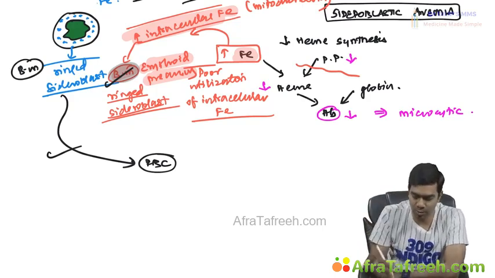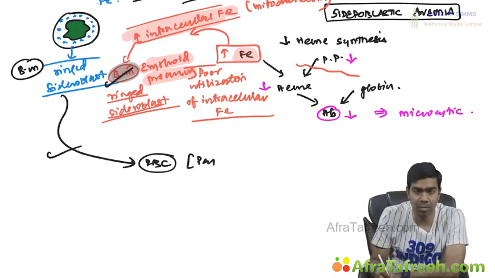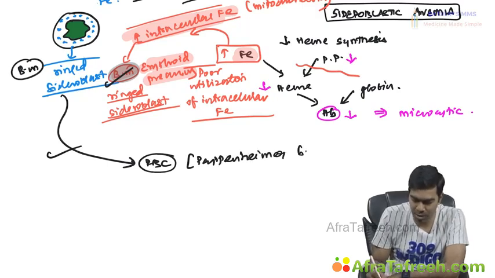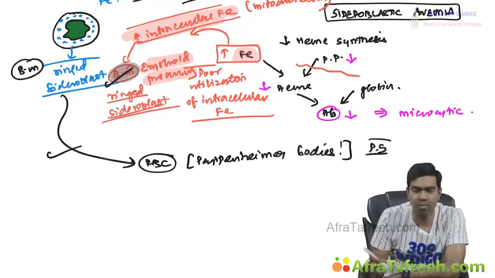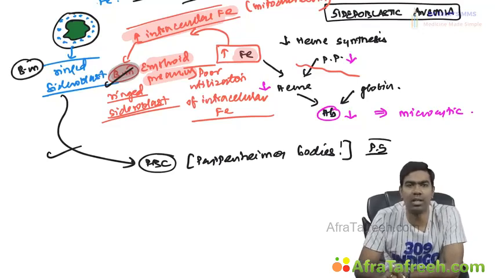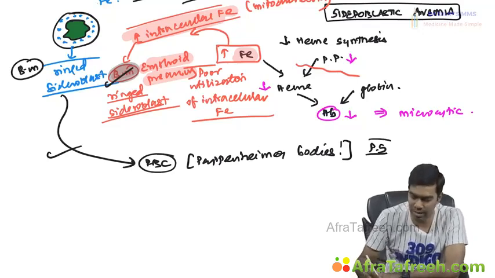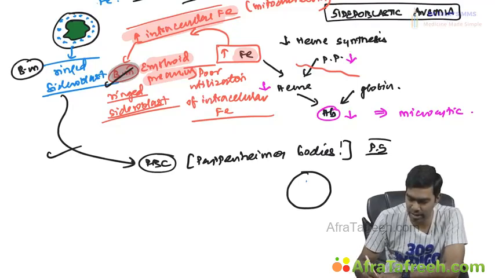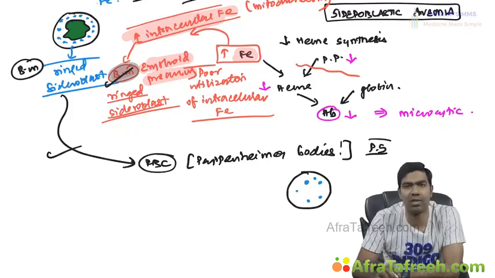If they are released, you might see a Pappenheimer body in the peripheral smear. In a peripheral smear of RBCs, you might be able to see something called a Pappenheimer body, which is nothing but iron accumulation within the mature RBC. This is what we refer to as Pappenheimer bodies.